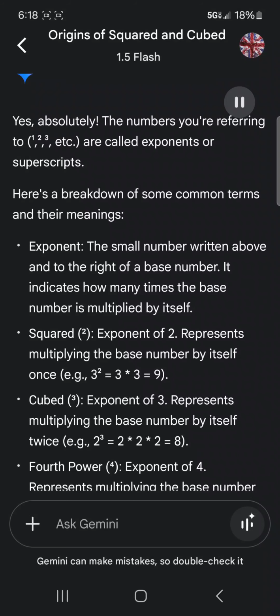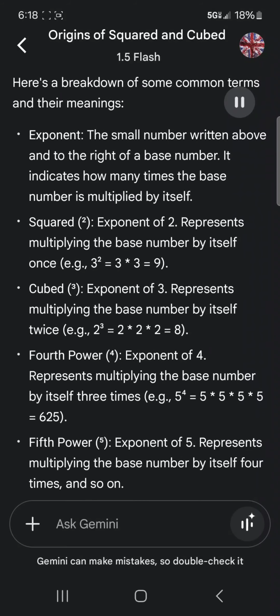Squared: exponent of 2. Represents multiplying the base number by itself once. E.g., 3 to the power of 2 equals 3 times 3 equals 9. Cubed: exponent of 3 represents multiplying the base number by itself twice. E.g., 2 to the power of 3 equals 2 times 2 times 2 equals 8.